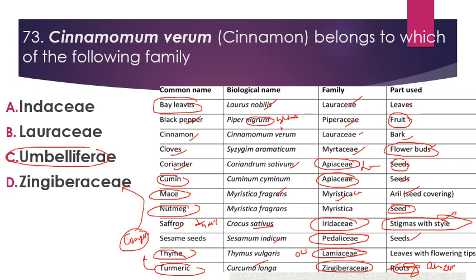So ginger also belongs to this same family, that is Zingiberaceae. Scientific name is Zingiber officinale, and here also the part used is the underground stem, that is rhizome. So these are some important spice plants.